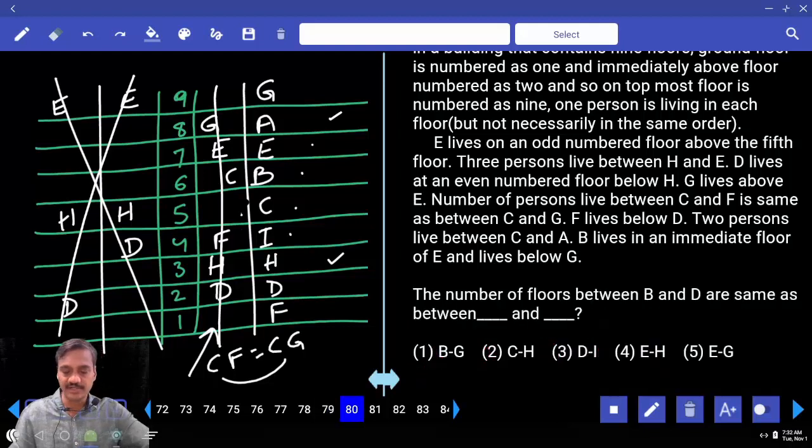79. Number of floors between B and D. Between B and D there are 3 floors. Same as B and G, 2.